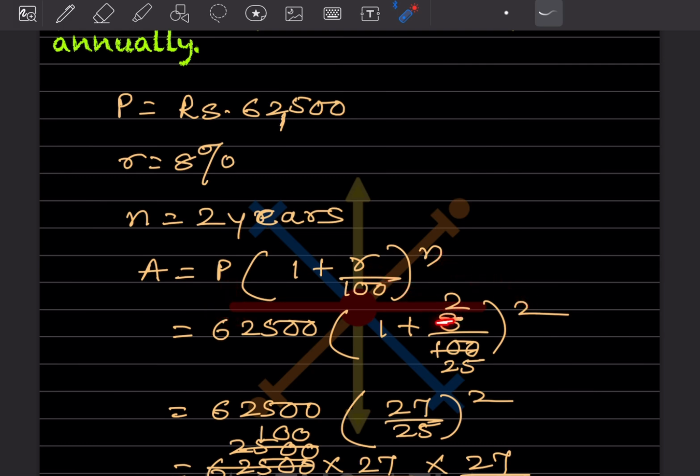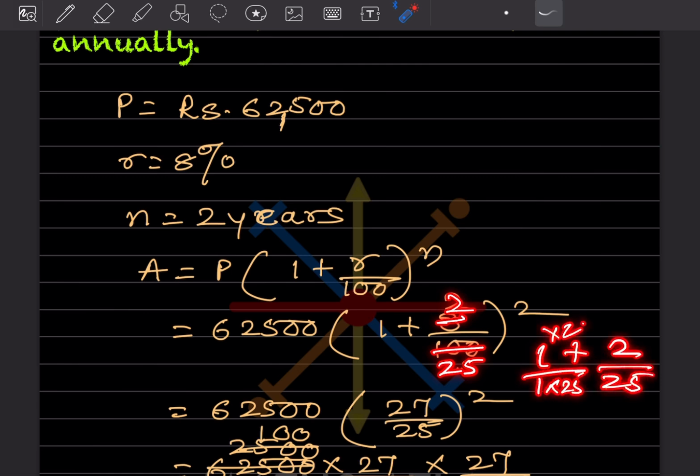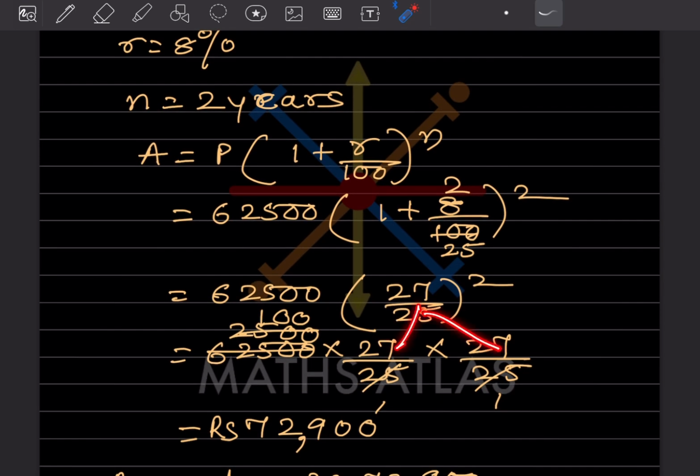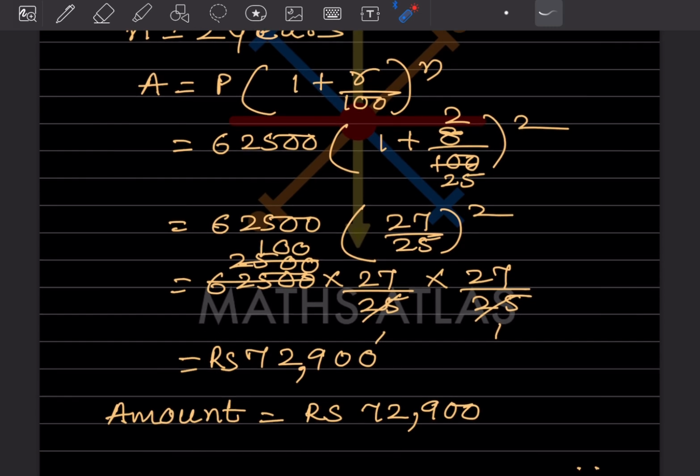So this is going to be 4 2s are 8 and 4 25s are 100. So 1 plus 2 by 25, which will be 25 plus 2 will be 27 by 25. So you have to multiply it twice. So that will be 72,900. So the amount is 72,900. So by this we have completed today's work.